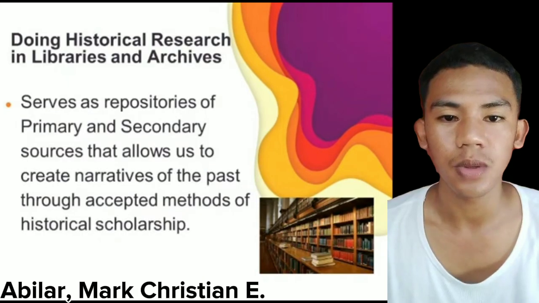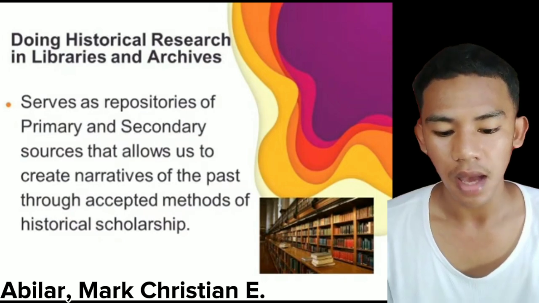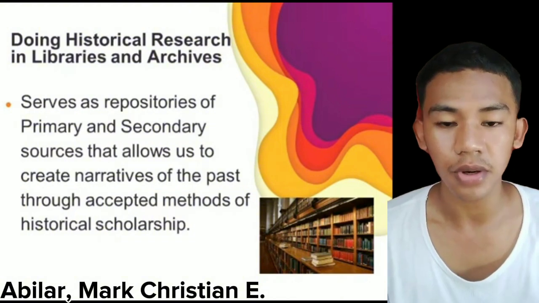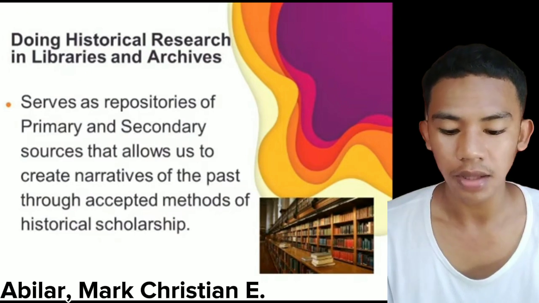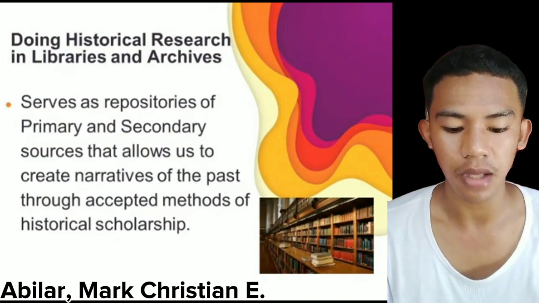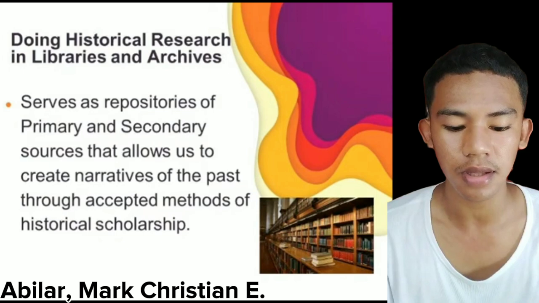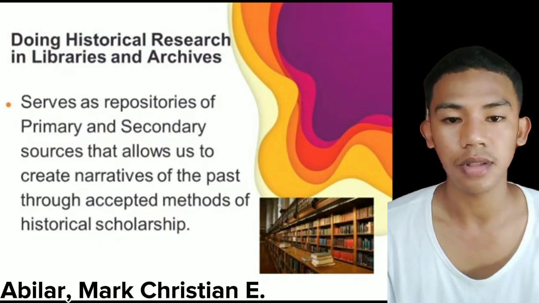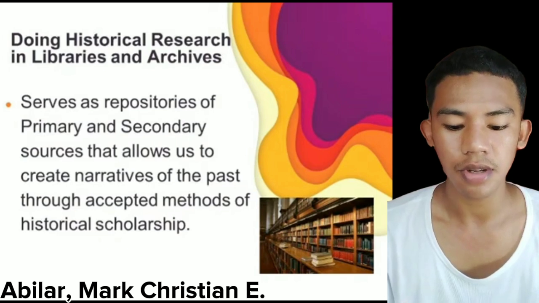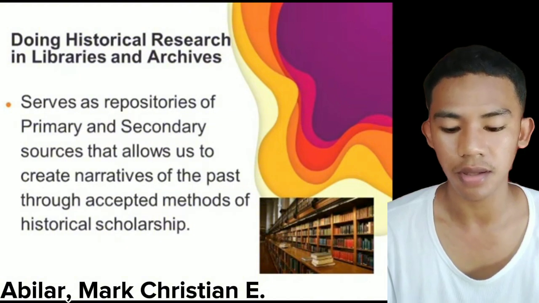The second discussion will be about doing historical research in libraries and archives. Libraries and archives serve as repositories of primary and secondary sources that allow us to create narratives of the past through accepted methods of historical scholarship. Despite the presence of online sources, they still provide more variety of primary sources in different formats such as books, journal articles, newspapers, magazines, photographs, and even video and audio recordings.